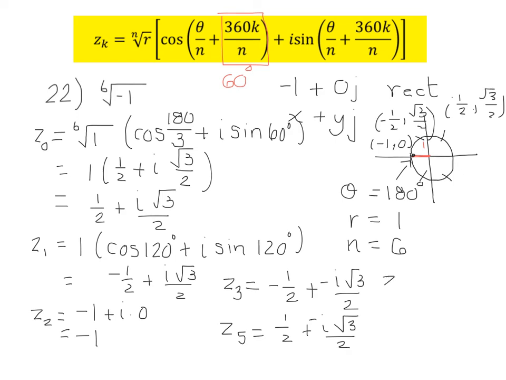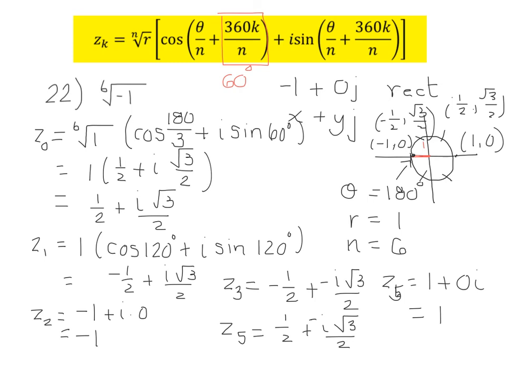And my last sixth root of z will be, not z sub 6, but z sub 5, using an angle 60 degrees more than the previous. Well, the previous was 300. Add 60. Now we're at 360. And at 360 degrees, we know the coordinates are 1, 0. So the cosine is 1. The sine is 0. So you can write that sixth root of negative 1 as 1 plus 0i, or you can just identify it as 1.